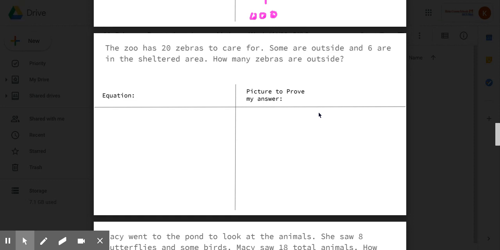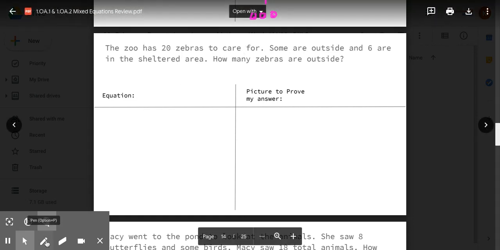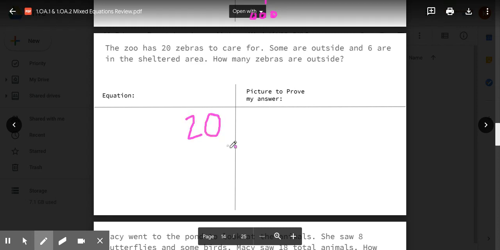The first thing I'm going to do is create my equation to match my story problem. So the zoo has 20 zebras to care for. So I know I have 20 zebras total. Some are outside and 6 are in the sheltered area.